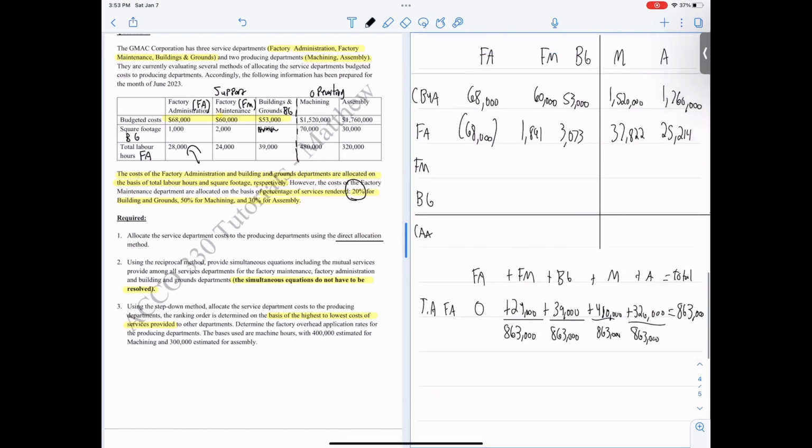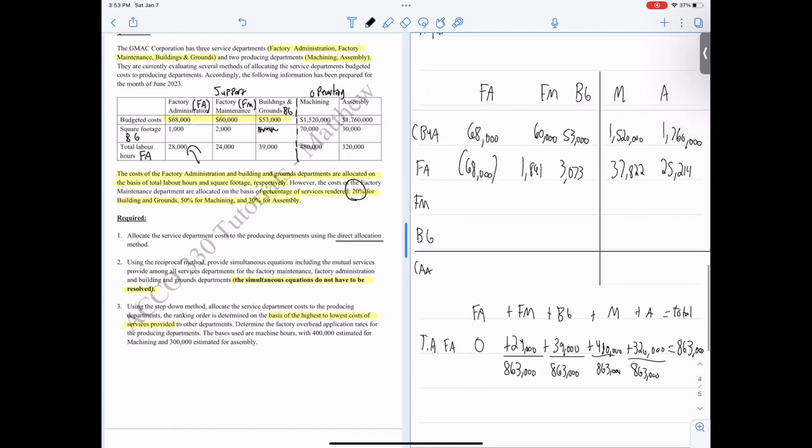Now, factory maintenance, guys. Factory maintenance allocates nothing to admin because we're doing the step-down method. You allocate backwards, that's the reciprocal. Now, factory maintenance here, we have to figure out the amount that factory maintenance is going to allocate. So let me put a 0 here and a 0 here as well, because you never allocate backwards. We've got to figure out the amount that building and grounds allocates. So factory maintenance, guys.